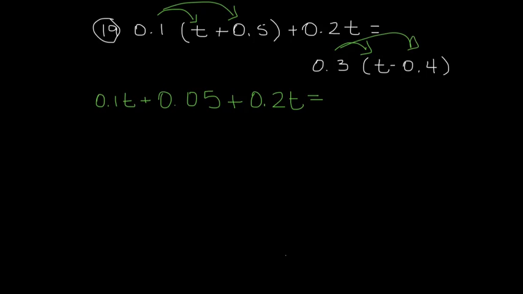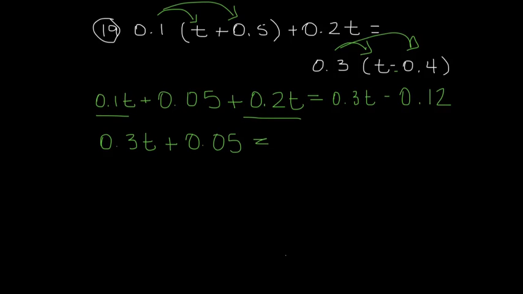equals, if I distribute the 0.3, 0.3 times t is just 0.3t, minus, if I take 0.3 times 0.4, that just gives me 0.12. Okay, do a little bit of combining my like terms. 0.1t plus 0.2t is 0.3t. I still have the plus 0.05. Equals, the right side just stays 0.3t minus 0.12.